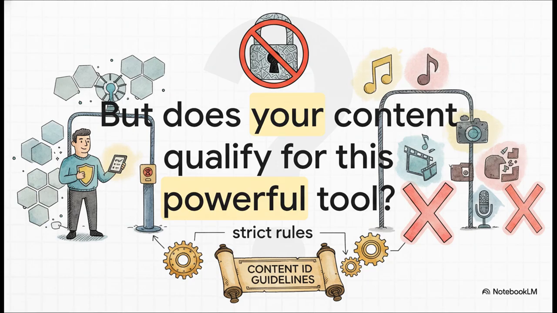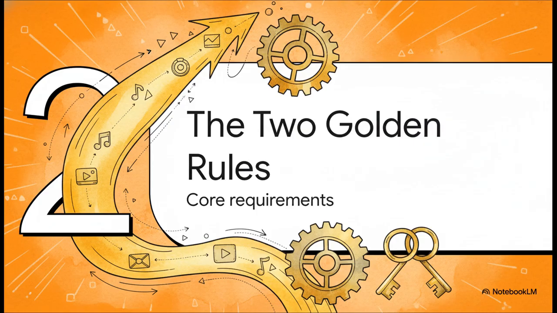But here's the million-dollar question, the one this whole explainer is really about. Just because you made something, that does not automatically mean it qualifies for Content ID. Oh no, there are some very strict rules we've got to cover. And really, it all boils down to 2 simple, absolutely non-negotiable golden rules. If your content doesn't check both of these boxes, it's a non-starter. So let's get right into them.